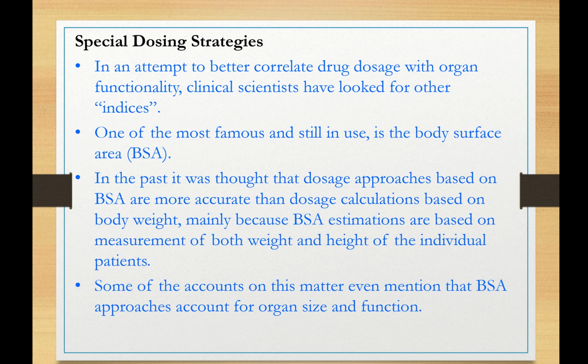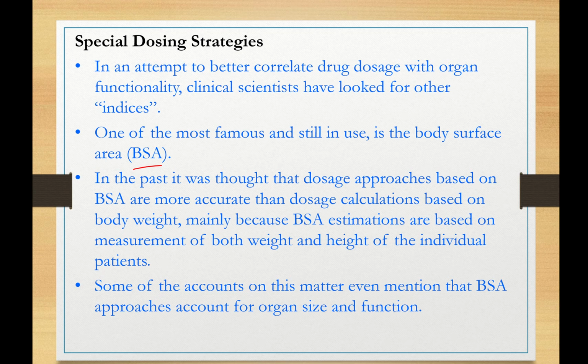Now, in an attempt to better correlate drug dosage with organ functionality, clinical scientists have to look for other indices, and one of the most famous and still in use is the body surface area. In the past, it was thought that dosage approaches based on BSA are more accurate than dosage calculations based on body weight, mainly because BSA estimations are based on two parameters, weight and height. Of course, we now know that that's not true.